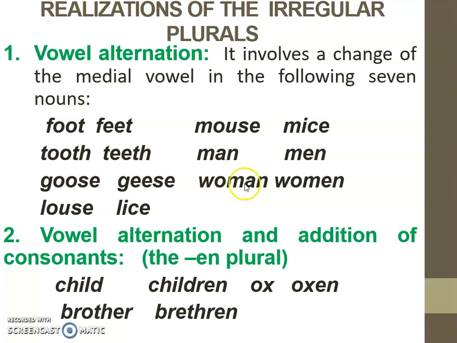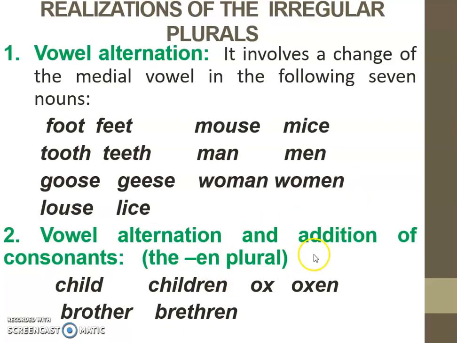And then woman, women. U changes to I. So we have 7 words where the medial vowel has changed. So the plural is realized by means of vowel alternation in these words.